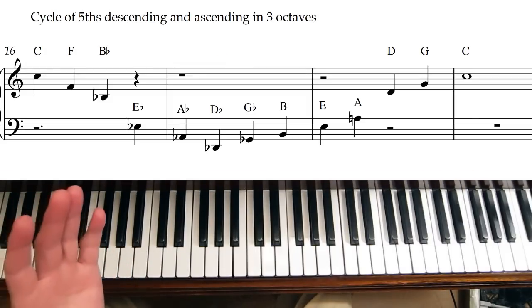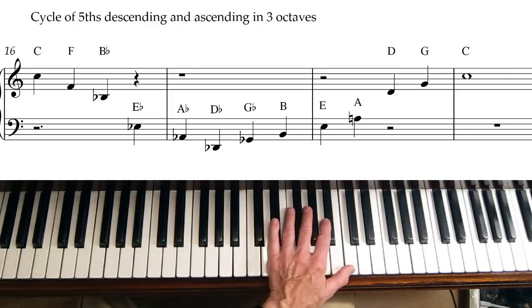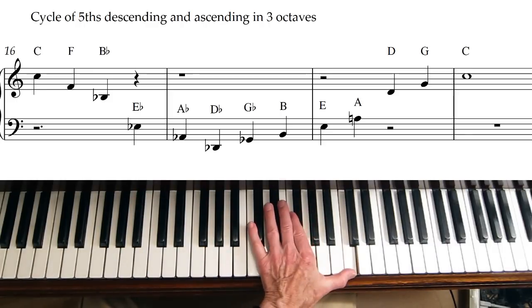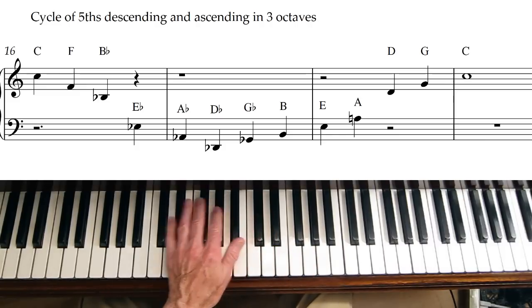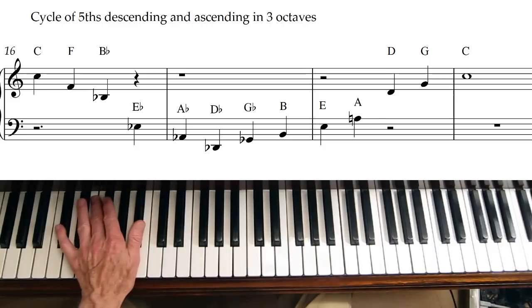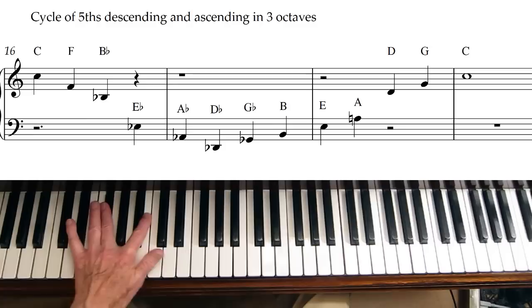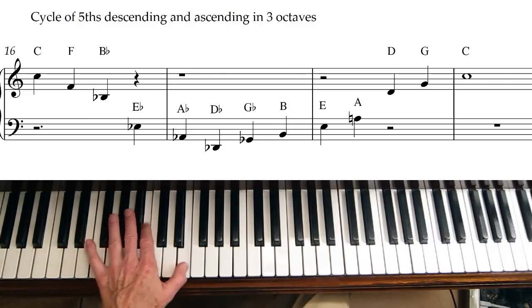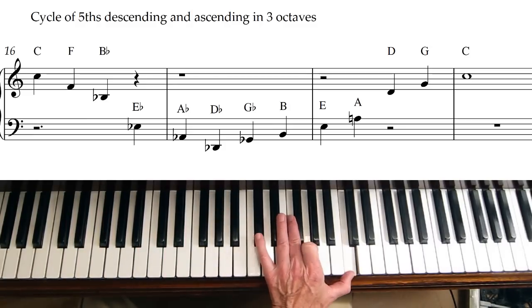Now the opposite of that would be to start on the C and do the reverse of that. In other words, descend in fifths, C, F, B flat, E flat, A flat, D flat. Now ascend in fourths, G flat, B, E, A, D, G, C.